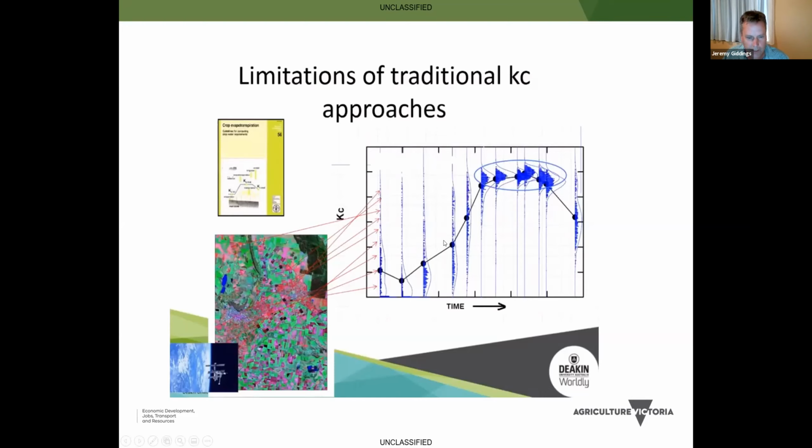So if we were using this traditional approach in the past, there was a fair limitation. And I think Everard mentioned that it's a bit of a guesstimate what your KC value is based on industry standards. Well, here's an opportunity to start to generate that number for your own property.